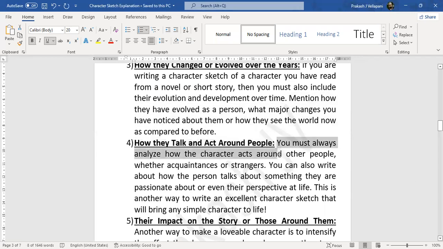You must always analyze how the character acts around other people, whether acquaintances or strangers. You can also write about how the character talks about something that they are passionate about, or even their perspective on life.